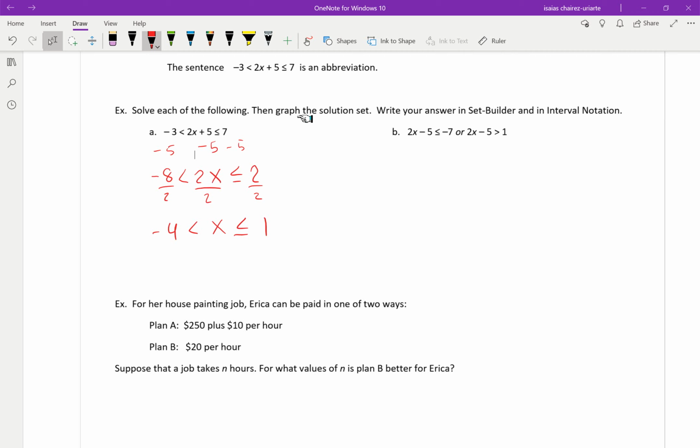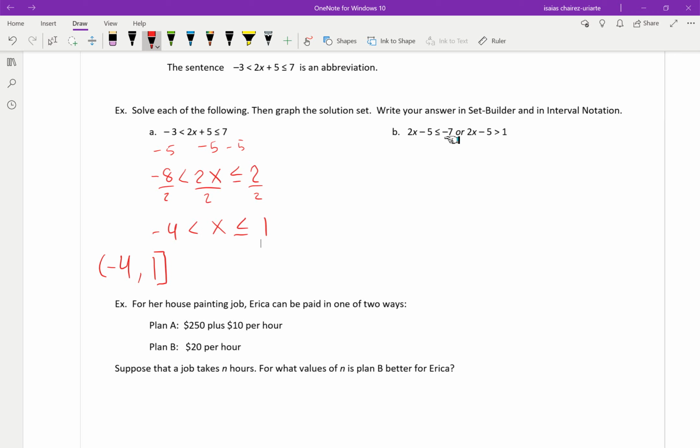Okay, so that is the solution to my inequality. Let's make sense of what the interval notation is for this inequality. It's saying it's all numbers that are less than or equal to 1 and bigger than negative 4. So in interval notation, it looks like this: (negative 4, 1] with a bracket. That would be the interval notation solution here.